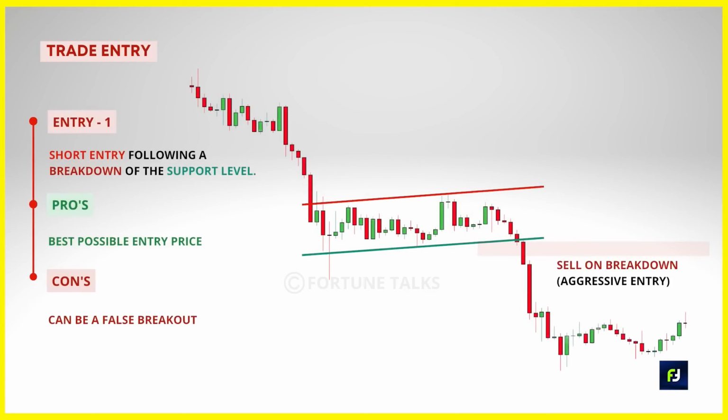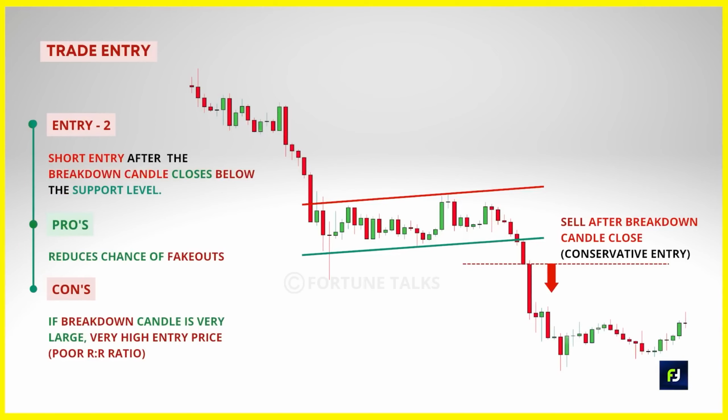Now the entry criteria are also similar, except for the fact that we will now be looking for shorting opportunities only, being a bearish continuation pattern. Now you can look to sell when the price breaks below the support trend line, but it is usually prone to fake outs. So the better option is to wait for the breakdown candle to close and then enter below its low. But sometimes if the breakout candle is very large, you will be entering at a very low price and the risk to reward will be affected.